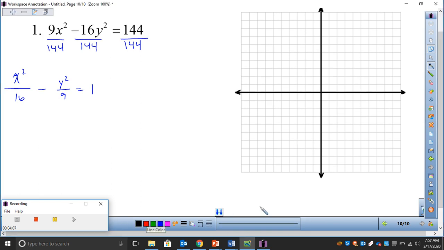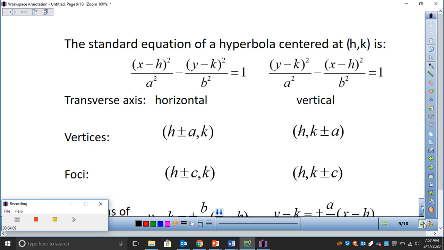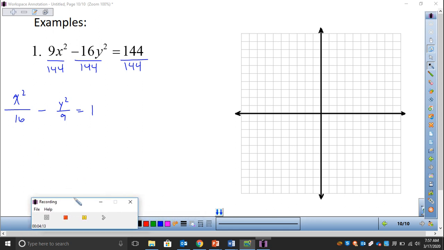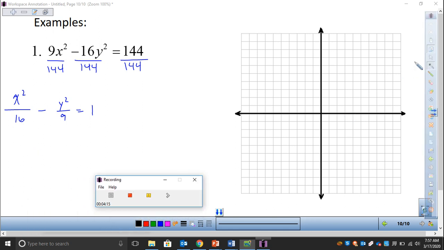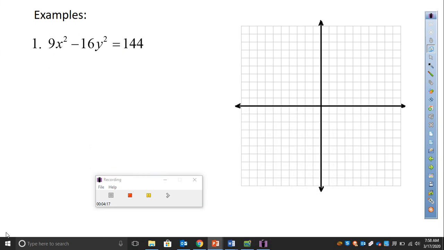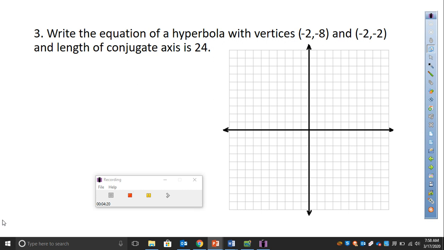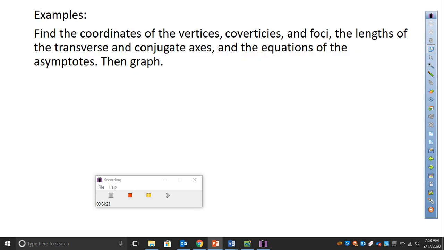So the things we're looking for, I think I went back, nope. Let me highlight some of this stuff. Give me 1 second. Well, no, it's not going back. There, it's going back. So vertices, co-vertices, foci, all that other stuff.